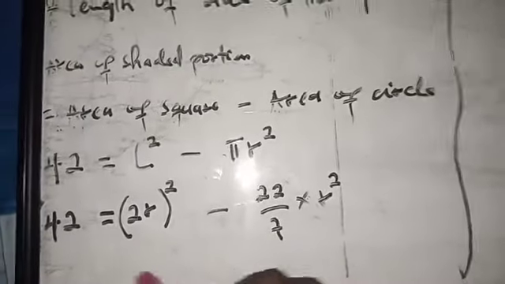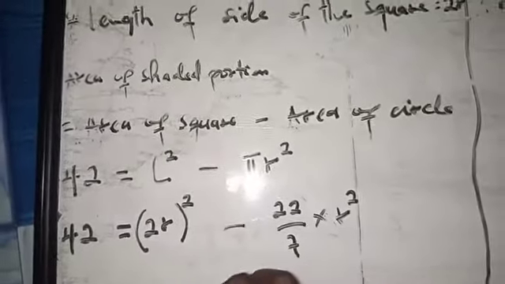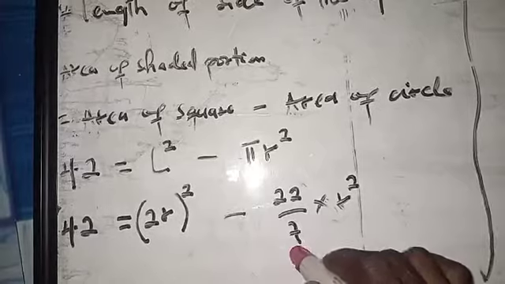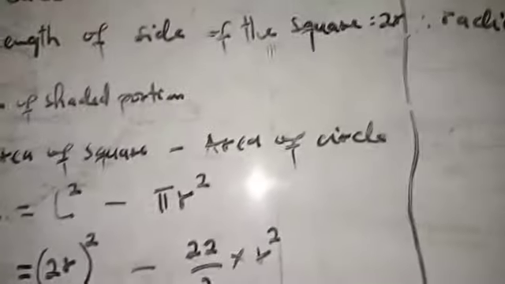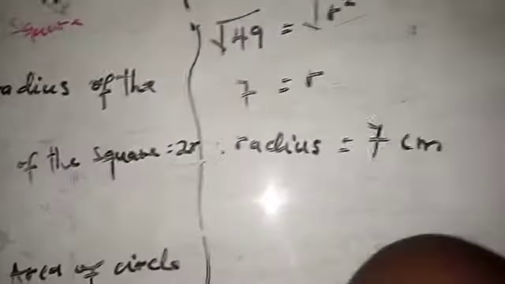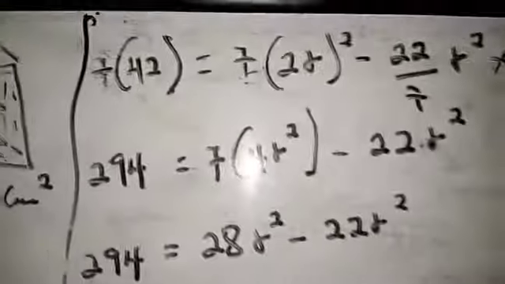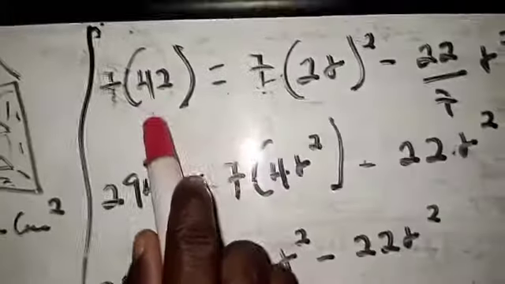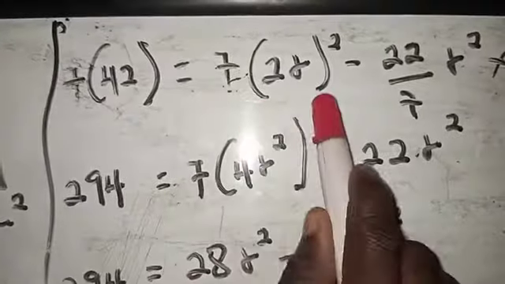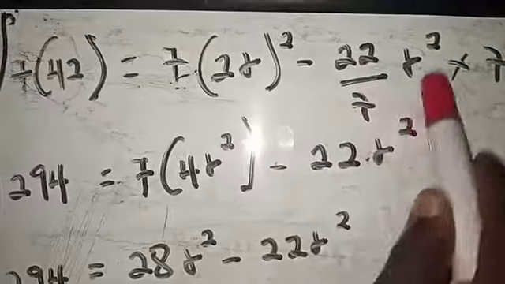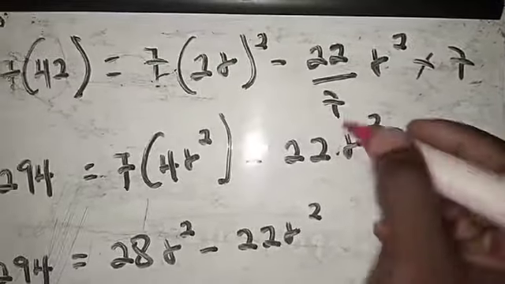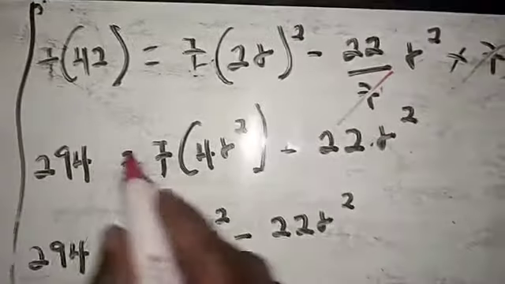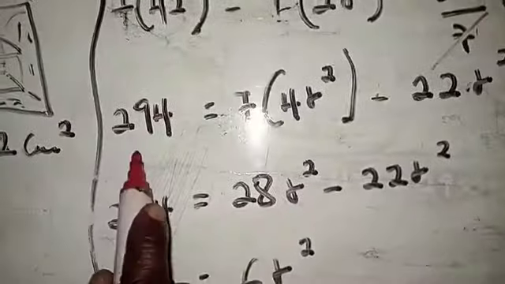The best way to solve this equation is to multiply everything by 7. That's the LCM here. You multiply everything by 7, and then you have a linear equation. Now let's see how to multiply by 7. You multiply the 42 by 7, and then the 22 over 7 r squared multiplied by 7. You can see that the 7s cancel out. Multiplying 42 by 7 gives us 294.